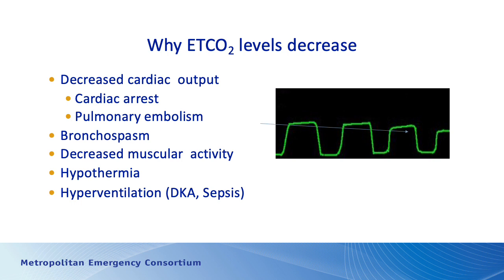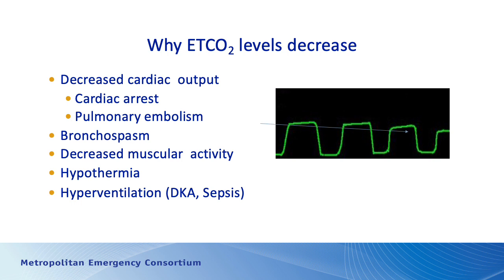For pulmonary embolism, it's more than just looking for a decreased CO2 level. You have to have a clinical suspicion. The patient may be tachycardic. They may be complaining of pleuritic chest pain. They may have hypoxia when you do their pulse oximetry.